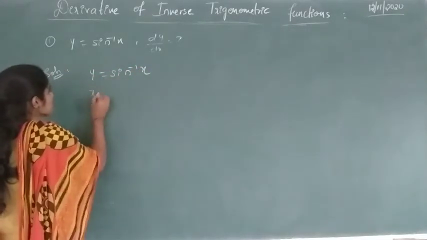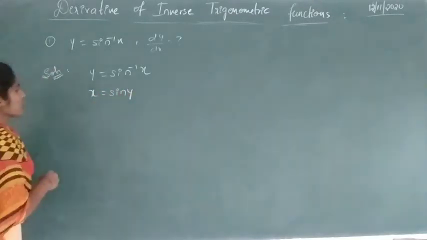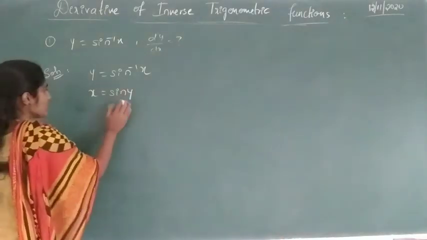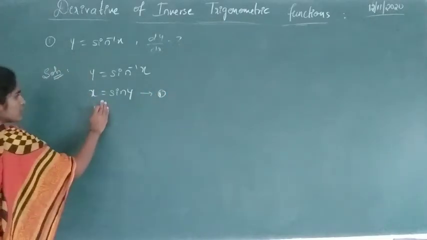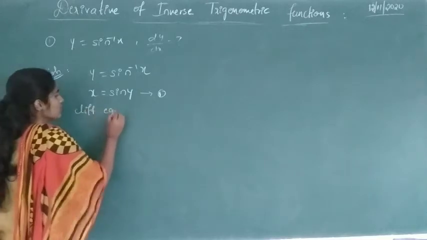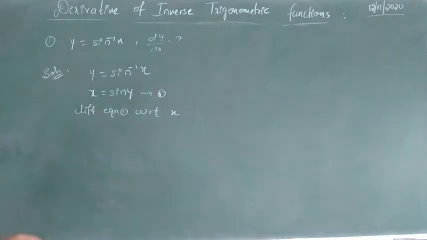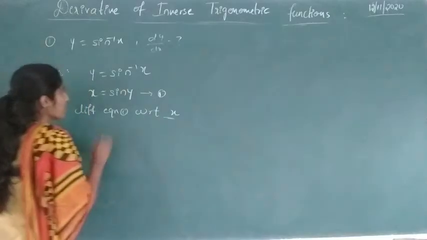Then I get x is equal to sine y. So whenever y is equal to sine inverse x, I get x is equal to sine y. See what I got: x is equal to sine y. Now differentiate this equation. Assume this is equation 1. Now differentiate equation 1 with respect to x.